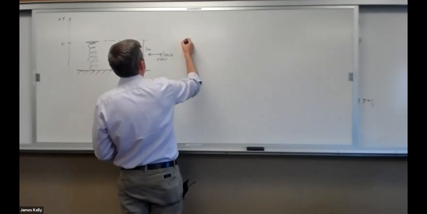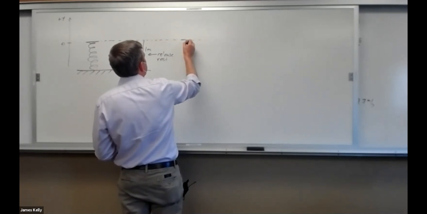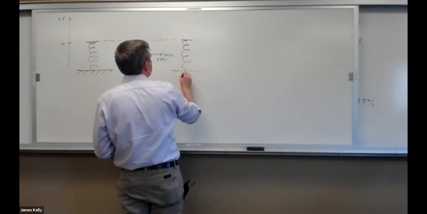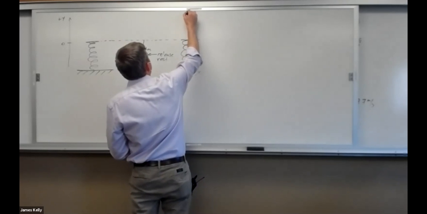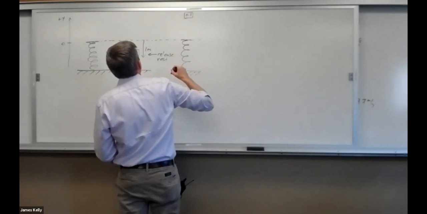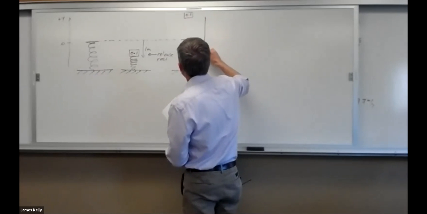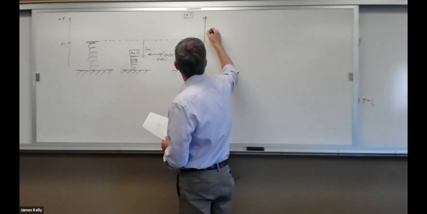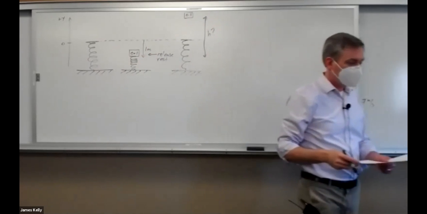So the final configuration, again, continuing this line over here: the spring has completely uncompressed, so it's back to that configuration. And the mass is up here somewhere. We want to figure out what this height is from where it started to where it ended up. We might call that h. And the question is, what is h?